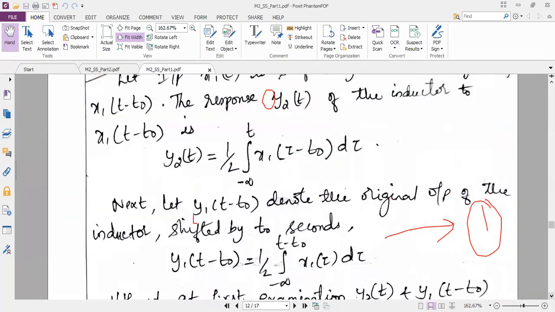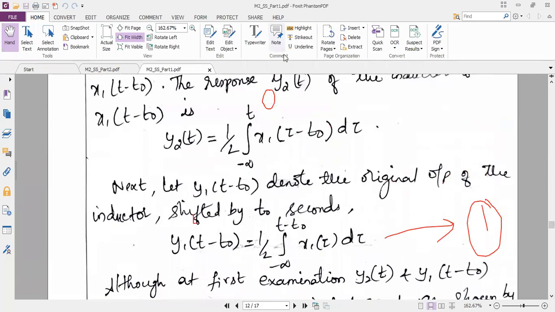So for y1 of t minus t naught, you just write the sentence: y1 of t minus t naught denotes the original output of the inductor, which is shifted by t naught seconds. y1 of t is the original output as per the question. So I am taking y1 of t minus t naught, which is the original output shifted by t naught seconds.